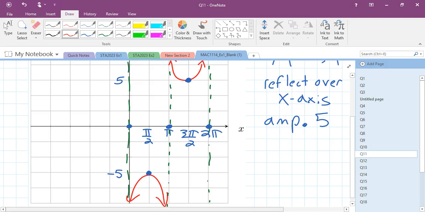Yeah, C also goes through the y-axis, and it starts down, so that is actually -5 secant x. That's what the picture of C really is. So again, just knowing a little bit about what's going on kind of helps you out.